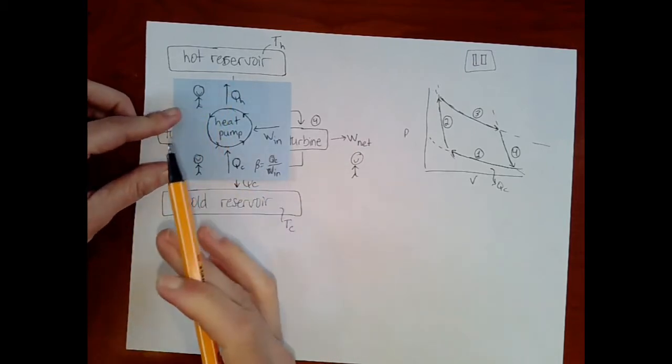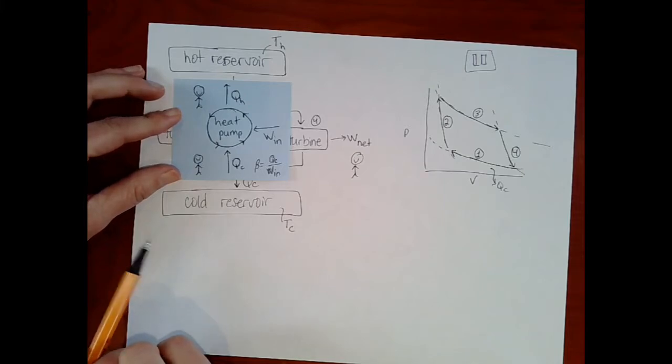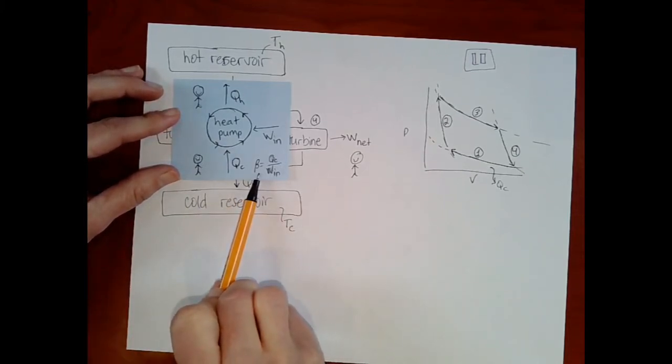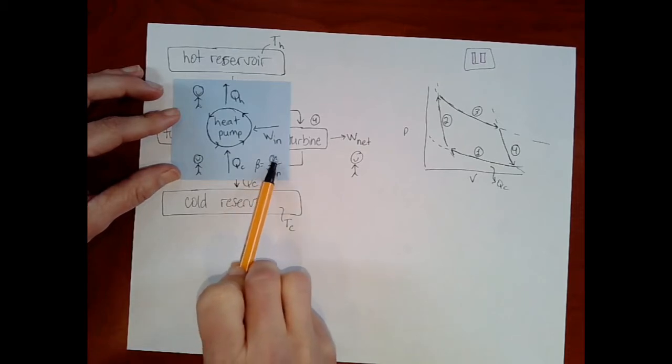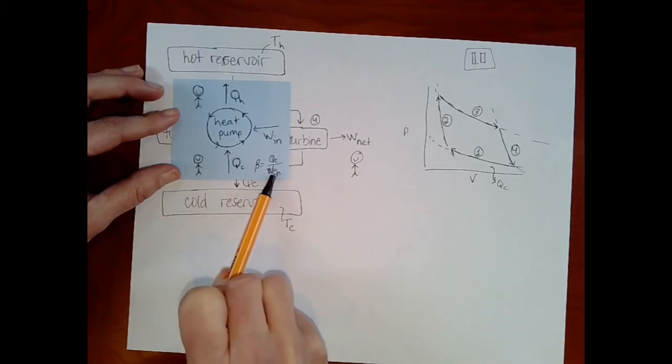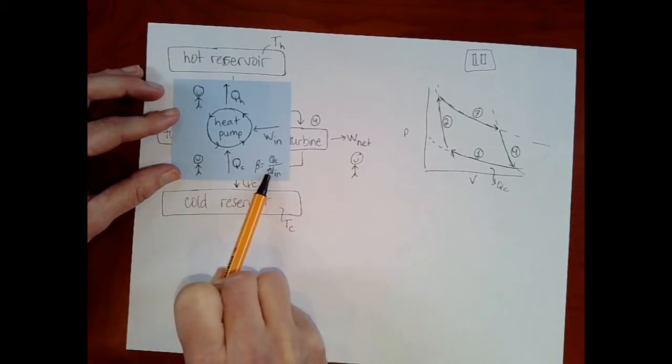We think differently about the efficiency in this case. We call it coefficient of performance, and its symbol is beta. What the human cares about in this case is how much heat is pulled from a cold reservoir versus how much work he had to put in to do that.